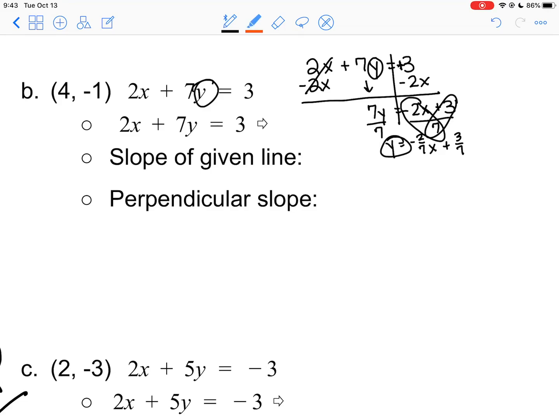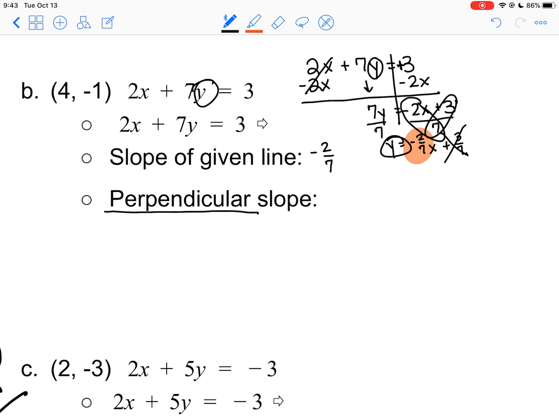once I have it in slope-intercept form, is the slope. I do not care about this y-intercept. I need to find a new y-intercept. So all I care about is this slope of that original line. I want to be perpendicular to this given line.